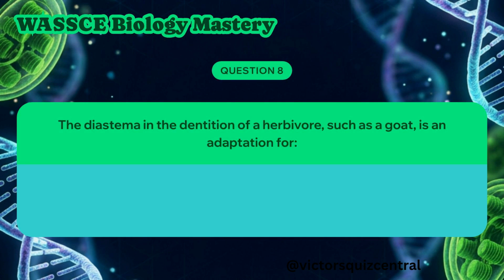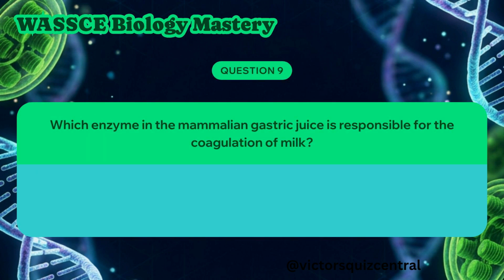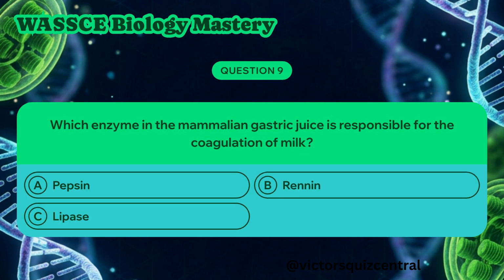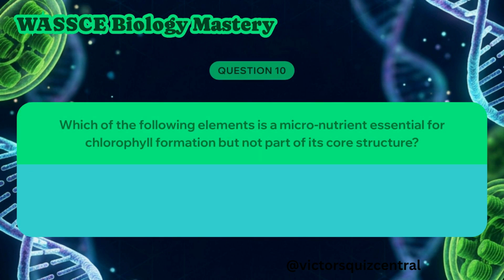The diastema in the dentition of a herbivore, such as a goat, is an adaptation for... Which enzyme in the mammalian gastric juice is responsible for the coagulation of milk? Which of the following elements is a micronutrient essential for chlorophyll formation, but not part of its core structure?